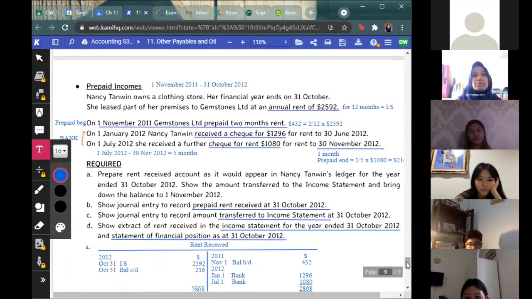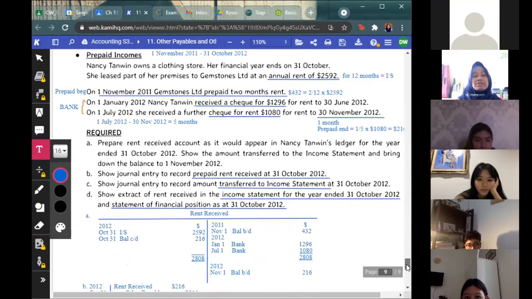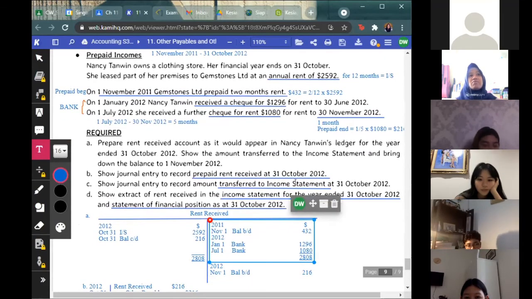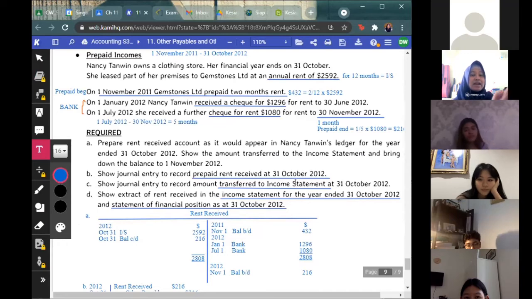Now, continue to prepaid income. Now, pay attention to prepaid incomes. This prepaid income is not the same as the usual way of presenting the question. This is another variation of showing prepaid and accrued incomes, or an accrued or prepaid case, okay?